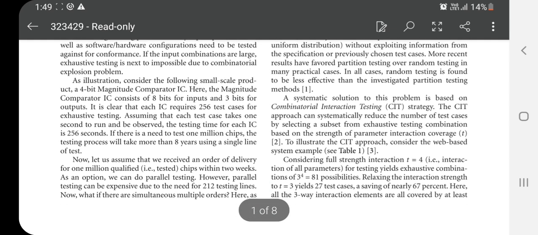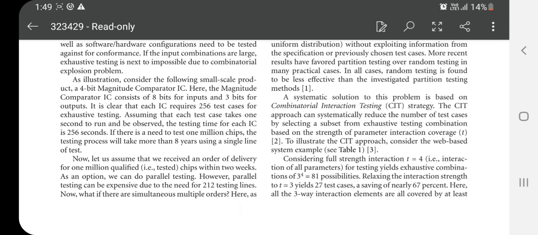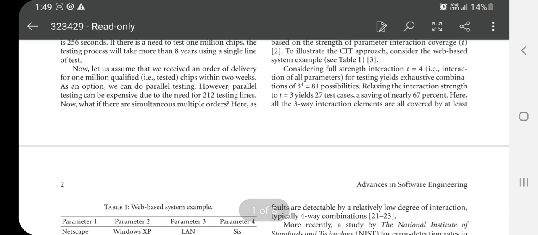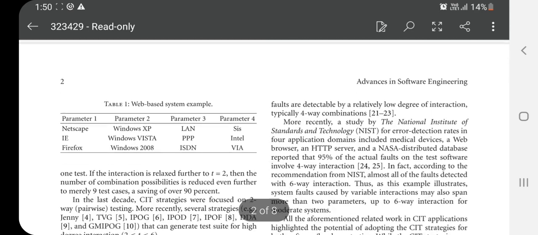Let us assume that we received an order of delivery for 1 million qualified chips within 2 weeks. As an option, we can do parallel testing. However, parallel testing can be expensive due to the need for more and more testing lines. As the product demand grows in numbers, parallel testing can become impossible. The solution to this problem is based on the combinatorial interaction testing (CIT) strategy. The CIT approach can systematically reduce the number of test cases by selecting a subset for testing based on the strength of parameter interaction coverage.